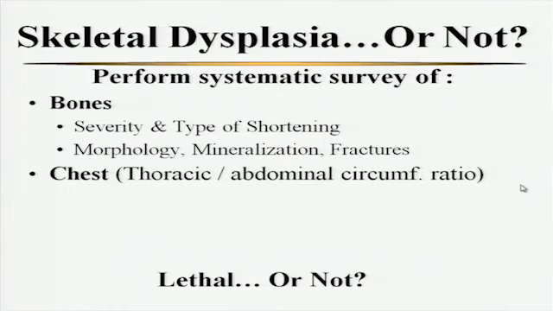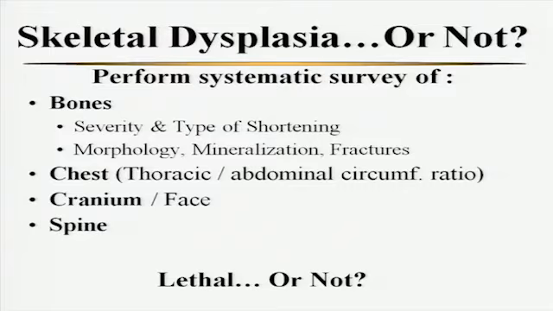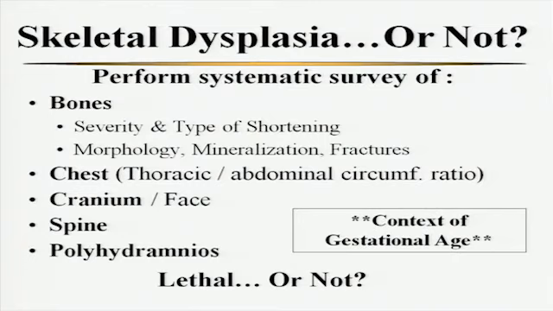We look at the chest, using a thoracic to abdominal circumference ratio. We look at the face and the shape of the head. We look at the spine, looking for platyspondyly and increased spacing between the vertebral bodies; when the space is greater than the width of the vertebral body, that's abnormal. We'll go over that. And then polyhydramnios: a lot of these babies end up with polyhydramnios. And then, what is the gestational age?